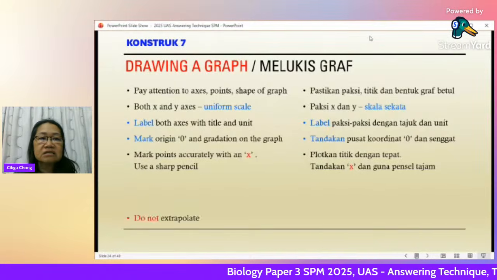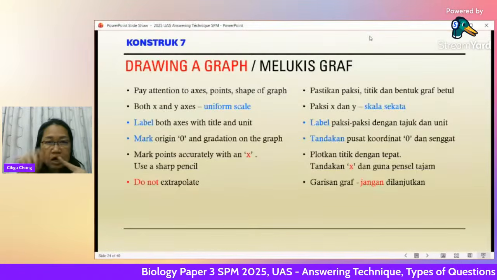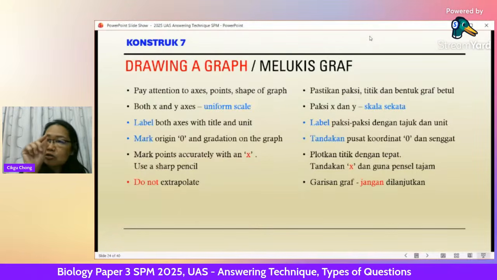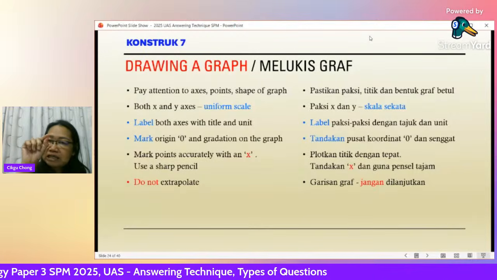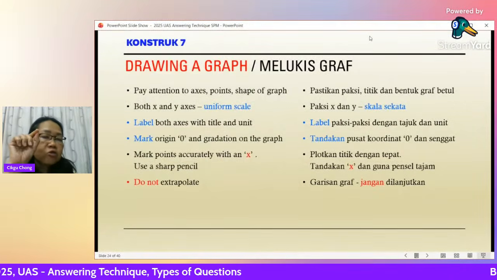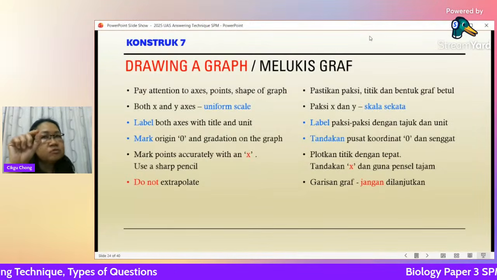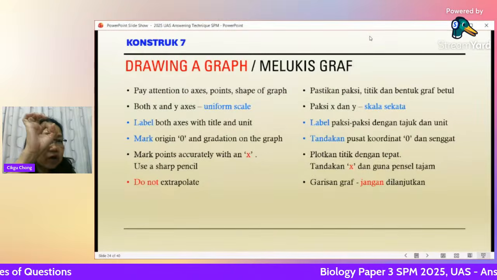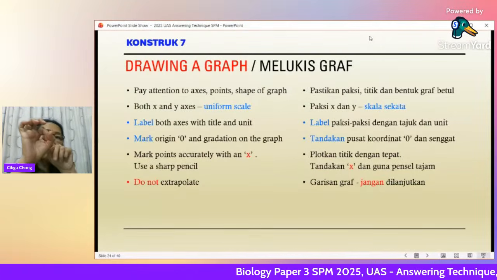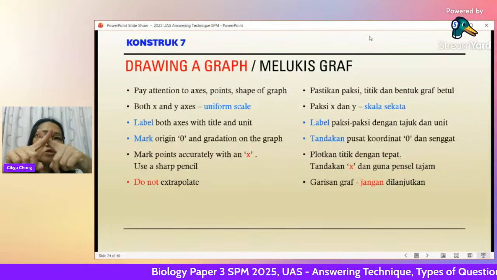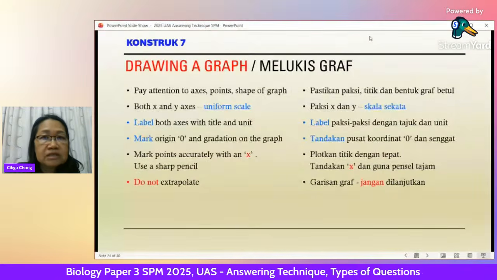Use a sharp pencil. Draw an X, not a dot. You don't put a big blob of a dot when you draw your graph, that's the wrong concept. Because when you put a big, fat, round dot there, you don't know where's the center. But if you draw an X, you know where's the center. X marks the spot, isn't it?